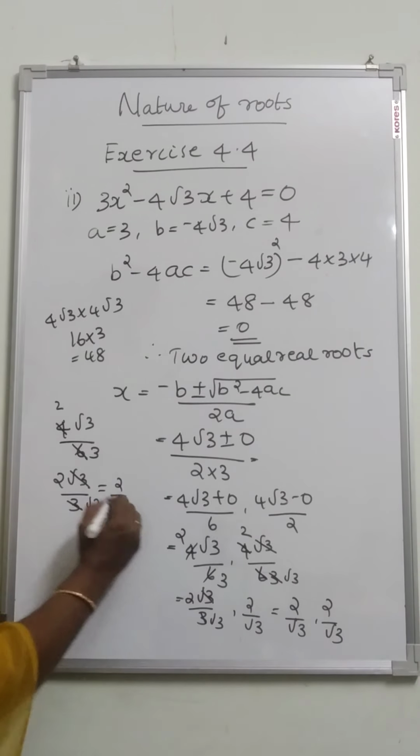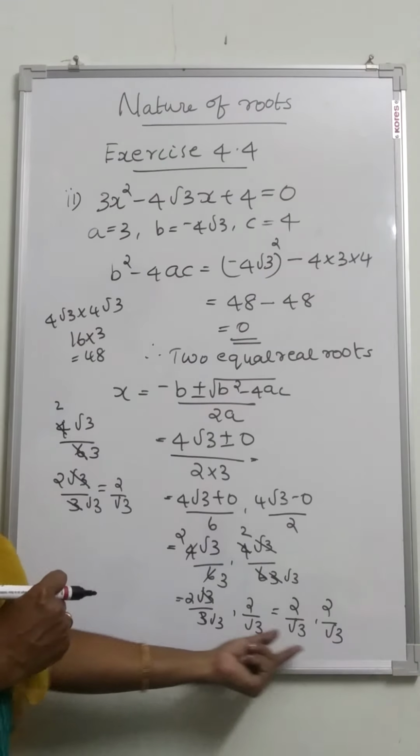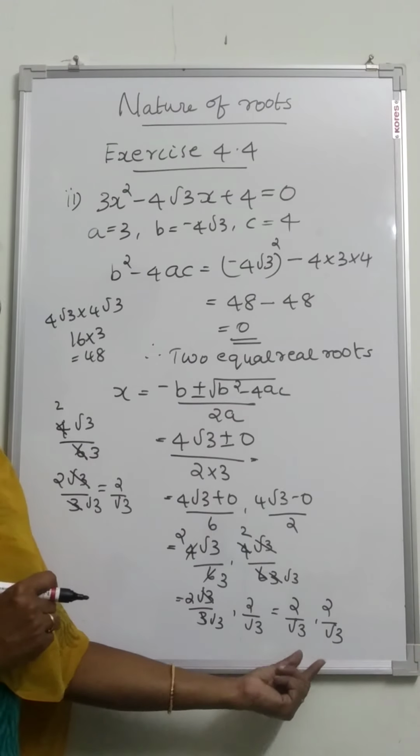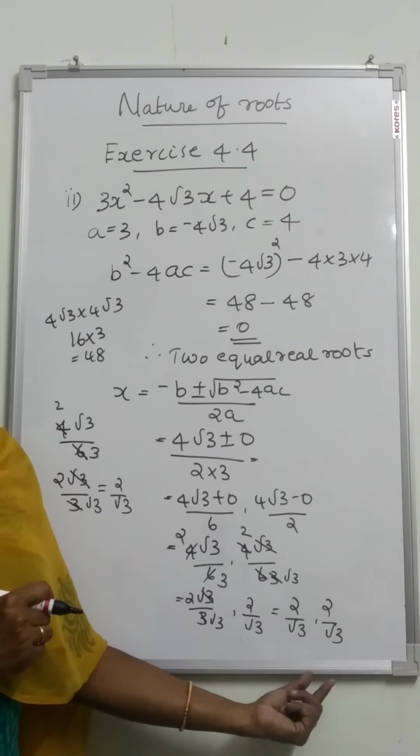That is 2 by root 3. That is the roots are 2 by root 3, 2 by root 3. It has two equal real roots. Clear?